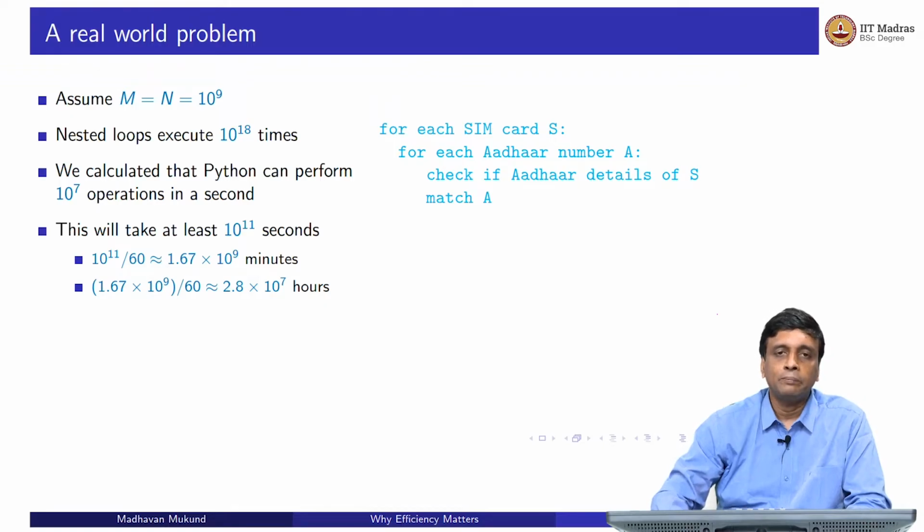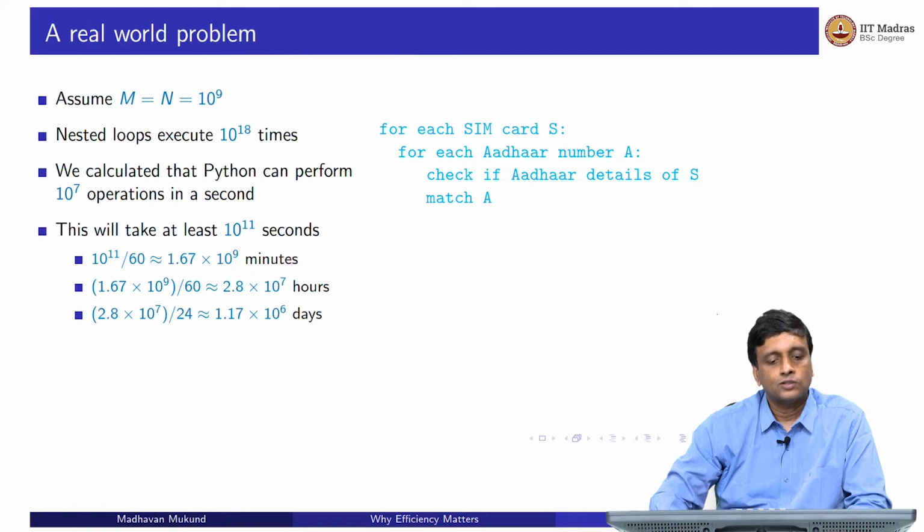So 2.8 times 10 to the 7 is 28 times 10 to the 6. So 10 to the 6 is 1 million. So this is 28 million hours. Okay. Still not very clear. So let me divide by 24 to get days. So if I divide 2.8 times 10 to the 7 by 24, I get the total number of days. So I get more than a million days, right.